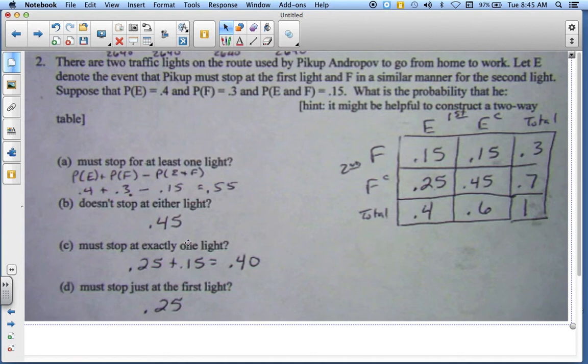Must stop at exactly one light. Well, that means it'll stop at E but not F, or it'll stop at F but not E, so you just add those two together. That's 0.25 plus 0.15, which is 0.40. And must stop at the first light. Well, if it must stop at the first light, your first light is E, so it comes straight down. That means it doesn't stop at F, so 0.25.